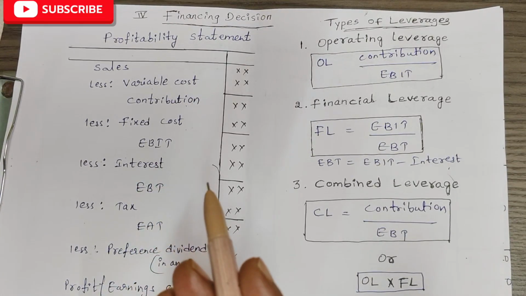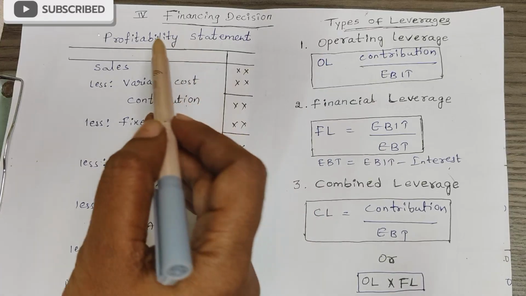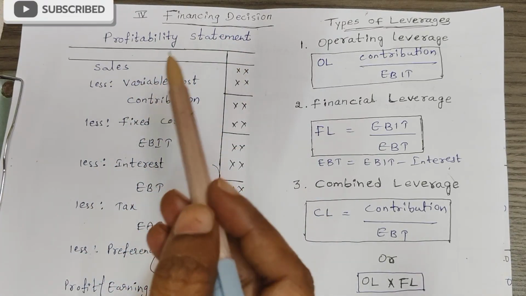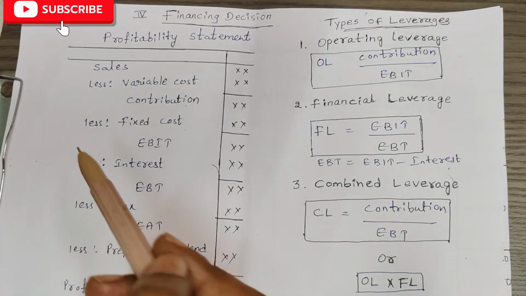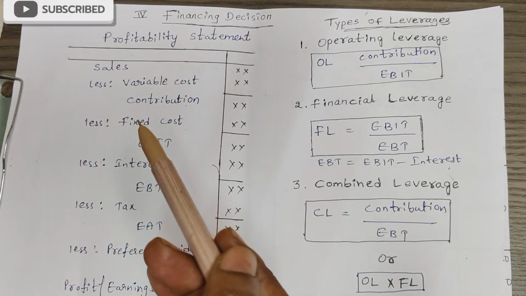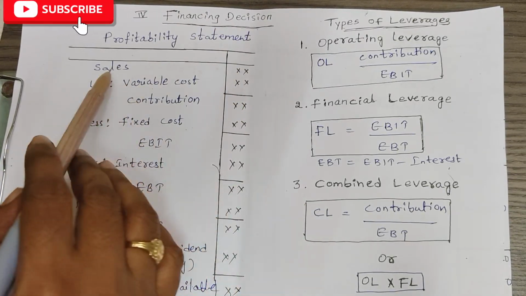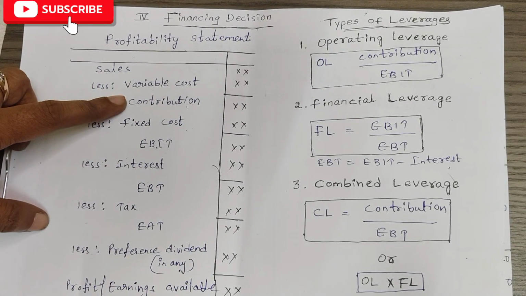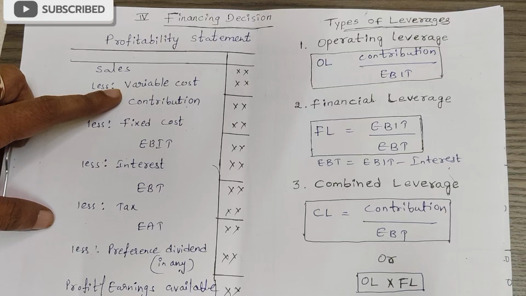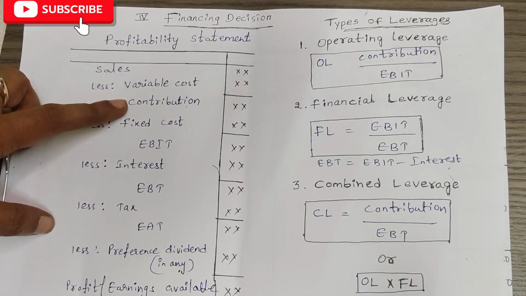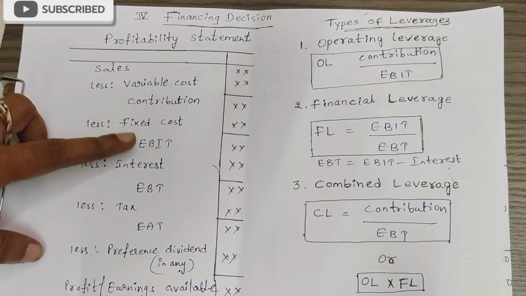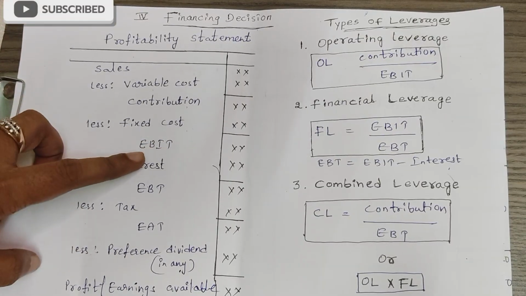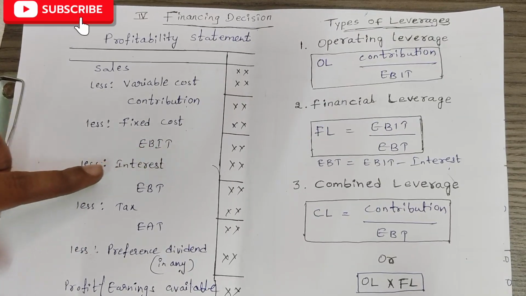If you want to calculate leverage ratios, you need to know the profitability statement. If you know the profitability statement, it is easy to calculate leverage ratios. So what is our profitability statement? Let's see. Here we have sales. Sales minus variable cost gives contribution. From contribution, if you deduct fixed cost, you will get earnings before interest and tax, that is nothing but EBIT.